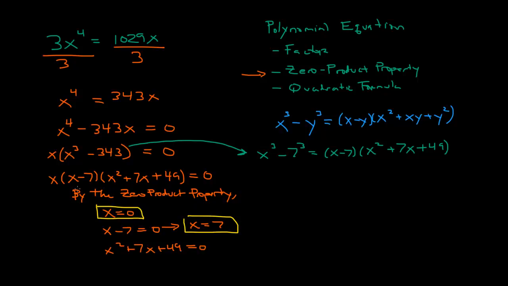Now, there would really be no way, well, there are ways to tell, but if you're not really adept at looking at such things, you're not going to be able to tell that the only resulting solutions there are imaginary. So you just need to go ahead and always try to solve each of the factors. Now, let's go over here and try to solve x squared plus 7x plus 49 equals 0.